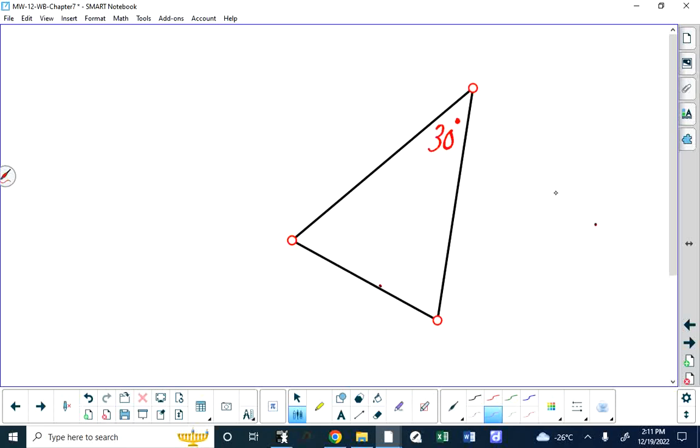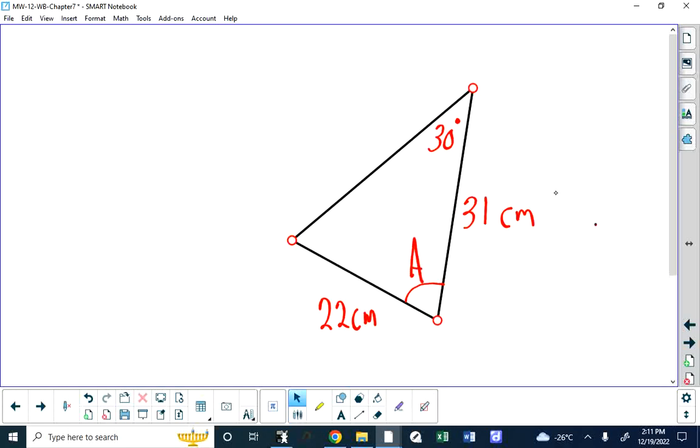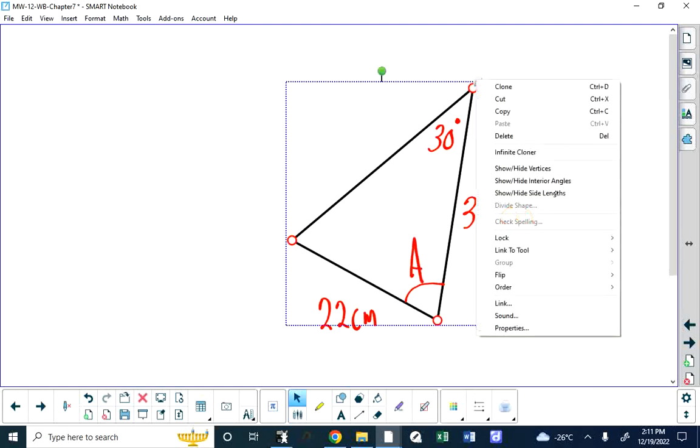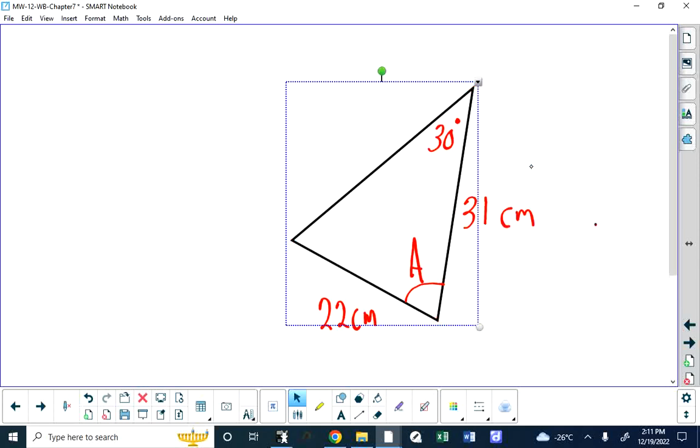30-degree angle here, 22 centimeters here, 31 centimeters here. The question is, what's this angle? So, how do we go about doing that?